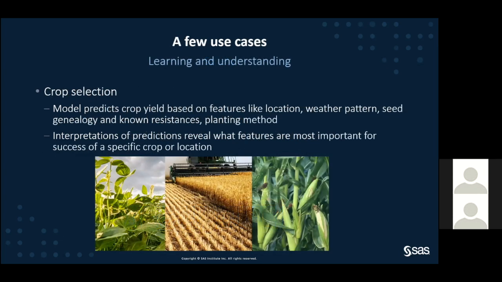We can also use interpretability for learning and understanding. Another use case is in crop selection, where the model predicts the crop yield based on location, weather patterns, planting method and other information. The interpretations of the predictions help review what features are most important for success for a specific crop or a specific location. So when they're selecting crops for that location in the future, they can use this information to help guide the crop breeding program.